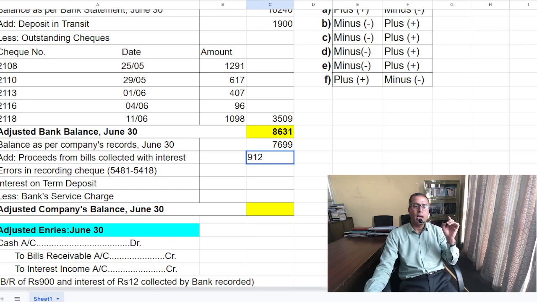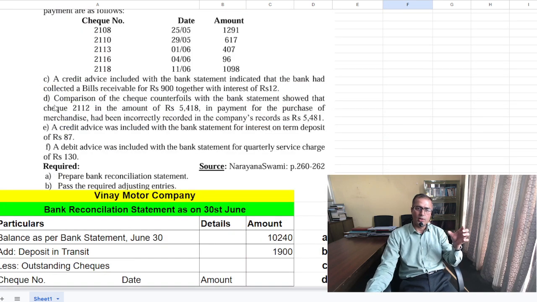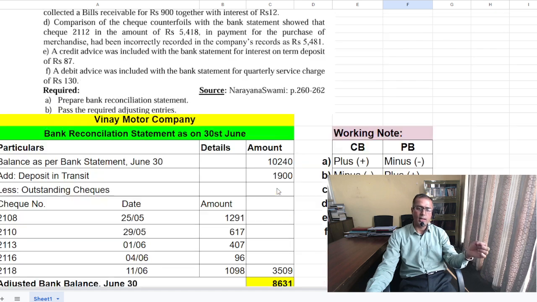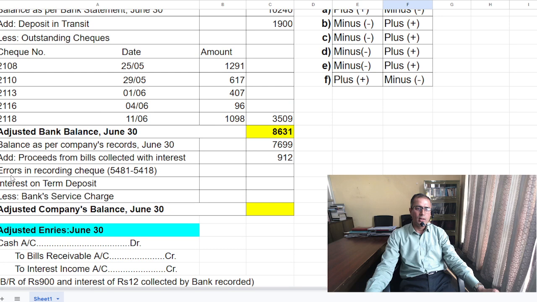Okay, now what about the other case? For case D, the bank statement showed check number 2112 for the amount of 5,418 in payment for the purchase of merchandise, but it has been wrongly recorded in the company record as 5,481. So this is particularly a case of company error. This is the overpayment case. Instead of 5,418 it has been recorded as 5,481, so this is the error in recording a check.